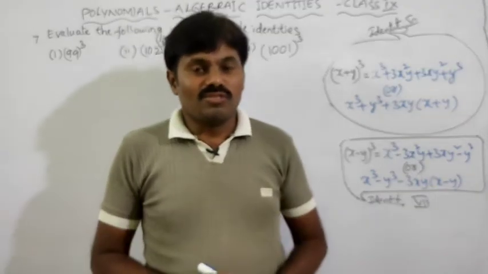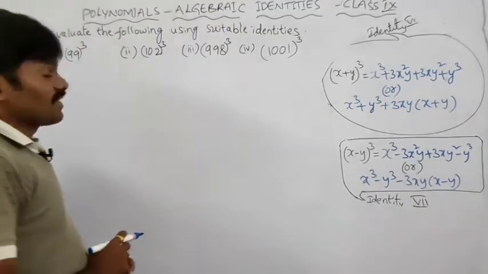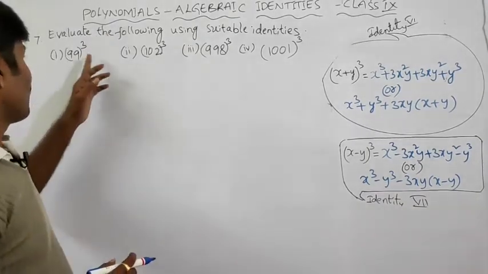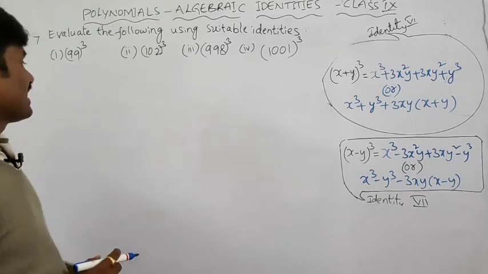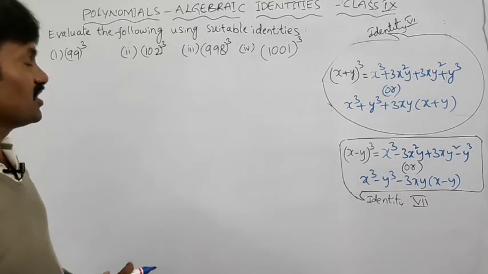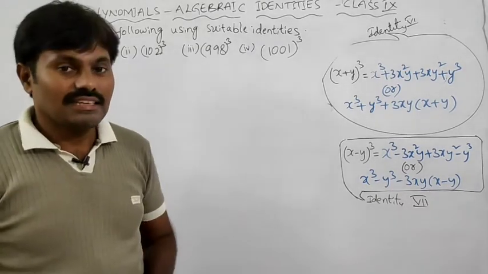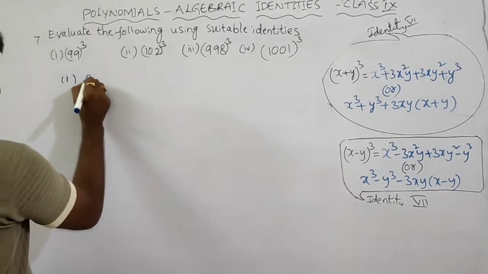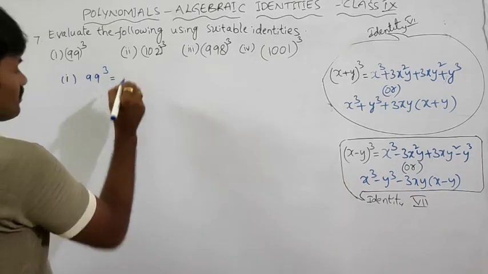Okay, dear children, now we solve the seventh problem based on these identities. Evaluate the following using suitable identities: 99 whole cube. Which is the suitable identity for it? Before that, we think about how to write it in an easy way.